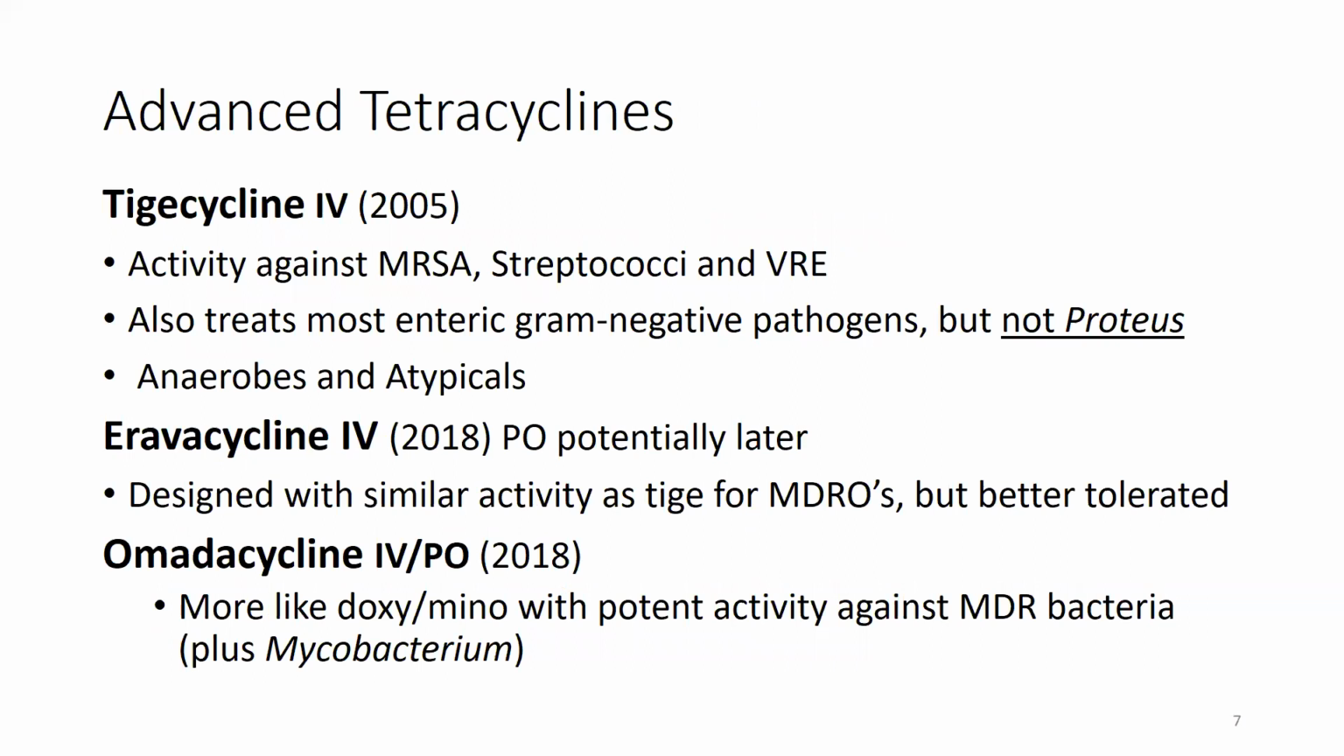There have been a number of new advanced tetracyclines come out in the last decade or so. Tigecycline is a glycylcycline, so it has a larger side chain that makes it immune to the efflux pumps of a lot of bacteria. It has enhanced activity against MRSA and strep, as well as VRE. It treats most enteric gram-negatives, but not the typical Proteus, and also doesn't have activity against Pseudomonas. But it treats anaerobes and atypicals, covering all four of the major columns of my antibiotic chart.